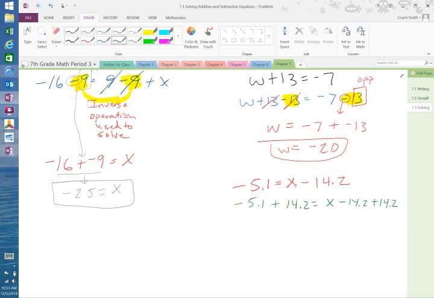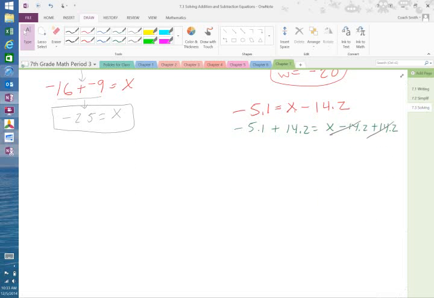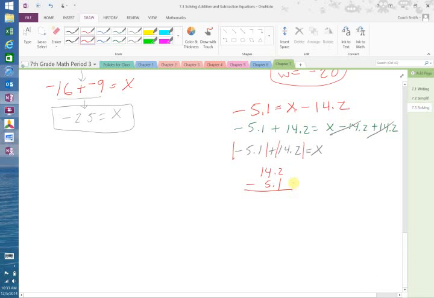Now, over here, this just cancels. Let me use a different color besides that. That just cancels, because you're minusing 14.2 and then you're adding 14.2. Okay? When you come up to here, now I have negative 5.1 plus 14.2 equal x. Now I have a negative and a positive, and so I have to take their absolute values and subtract the absolute values. So that would be 14.2 minus 5.1 equal x.